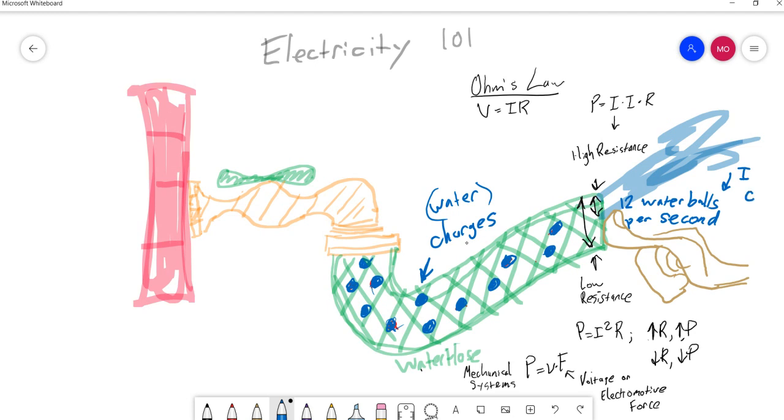Mechanical systems, electrical systems, P equals the velocity or the flow. In our case, it's 12 water balls per second times the electromotive force, or current times the voltage, equals the power. And there we have it.